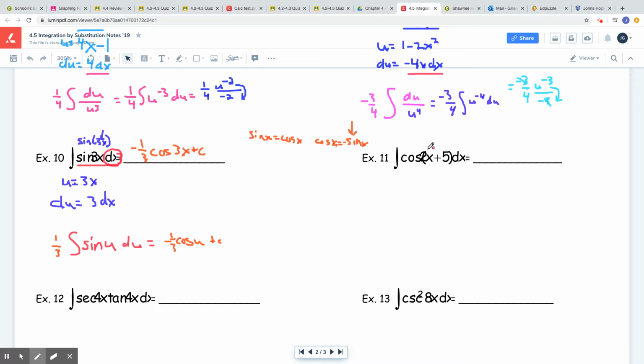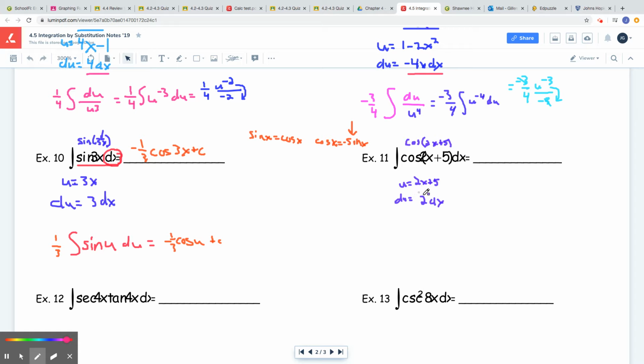So this is cosine of 2x plus 5. So what's supposed to happen is this 2x plus 5 is inside parentheses. Okay. So we have something besides x after it. So we're going to have to do substitution. What's going to be my u? Well, it's going to be 2x plus 5 because that is what's inside. That's what comes immediately after the trig function. The derivative of 2x plus 5 is 2 dx.